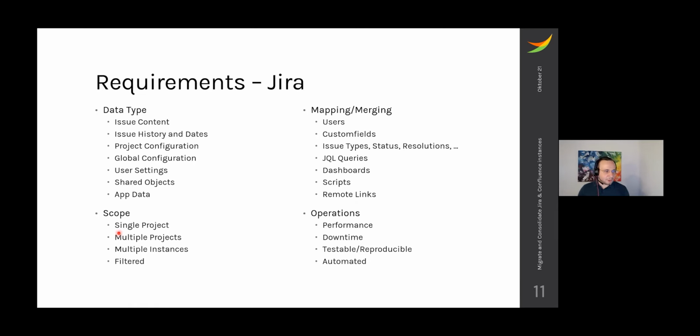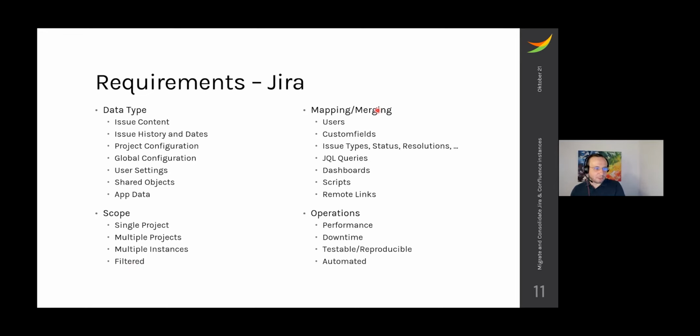Then you need to decide what you want to migrate: only a single project, multiple projects, maybe multiple instances. I'm currently working on a project with a client who is migrating 4 Jira instances at once. And maybe, because you have some legal requirements, you don't want to migrate certain stuff like Betriebsrats, which is union stuff, or old archive projects, or issues older than a certain date. This would be filtered.